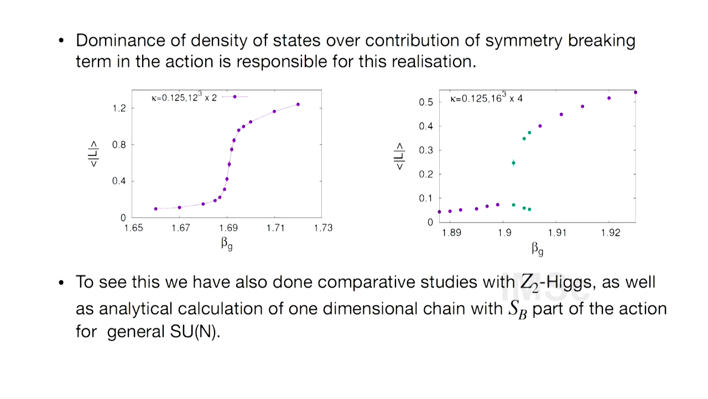To verify this, we have also done comparative studies to see that it's actually the effect of density of state. We have done comparative studies with Z2 Higgs, as well as an analytical calculation of one-dimensional chain with the SB part of the action, and that was done for general SU(N) as well as for Higgs. So we have verified that in both the cases density of state is responsible for this restoration of Zn symmetry.